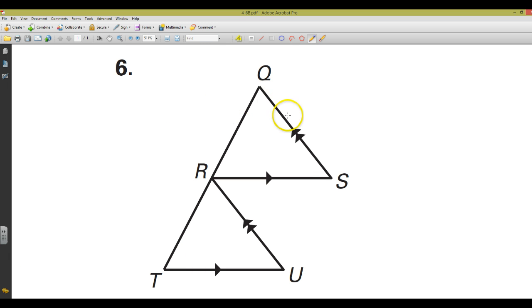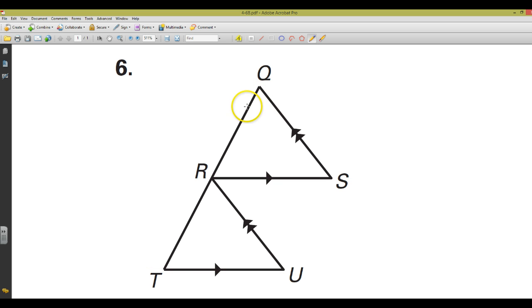On number 6, since I have parallel lines here and here, then my corresponding angles would be congruent there and there. Likewise, I have parallel lines here and here, so my corresponding angles here and here would be congruent.